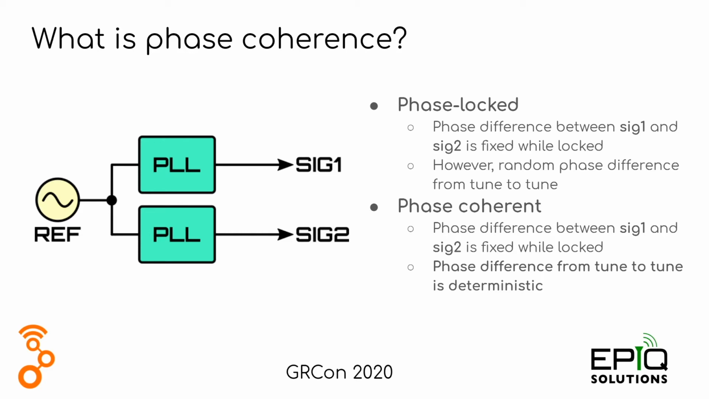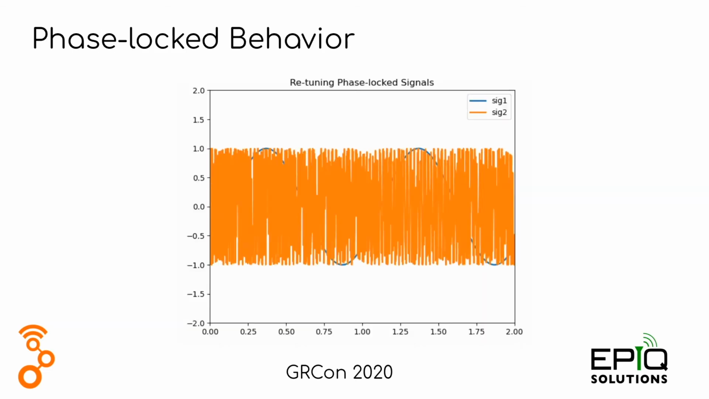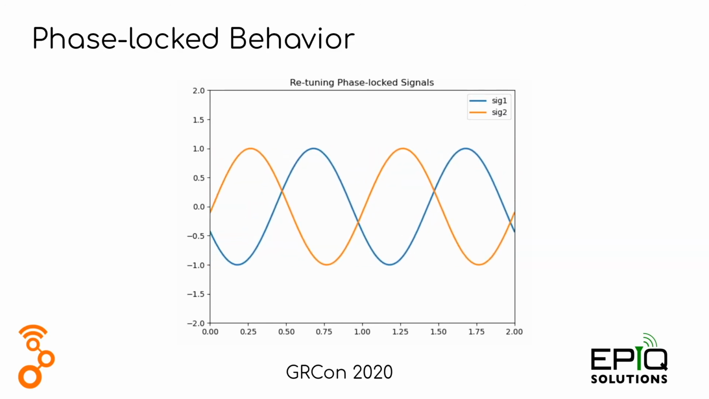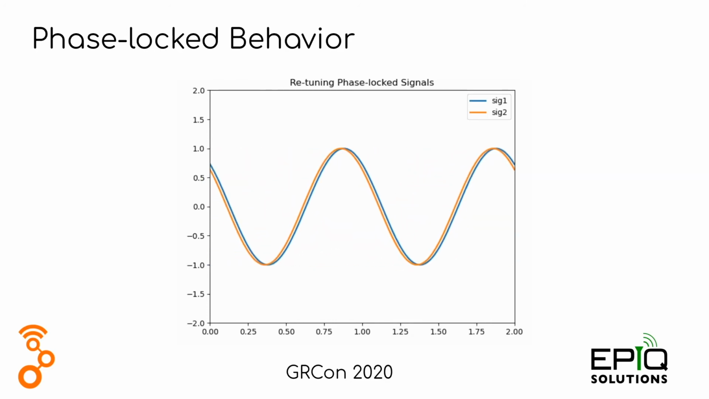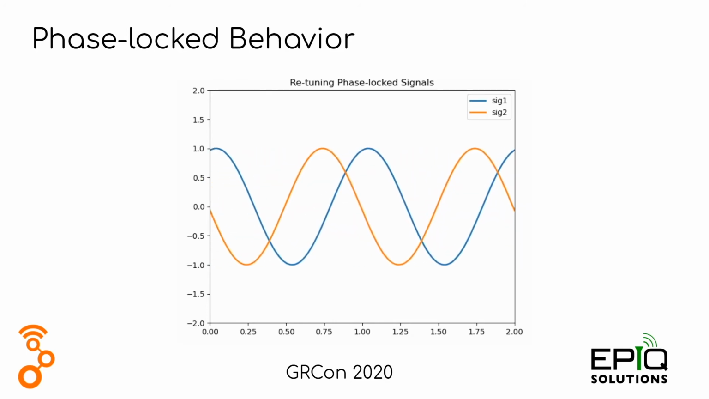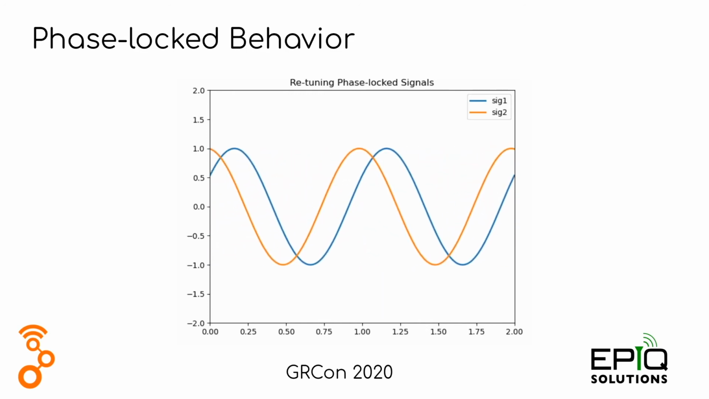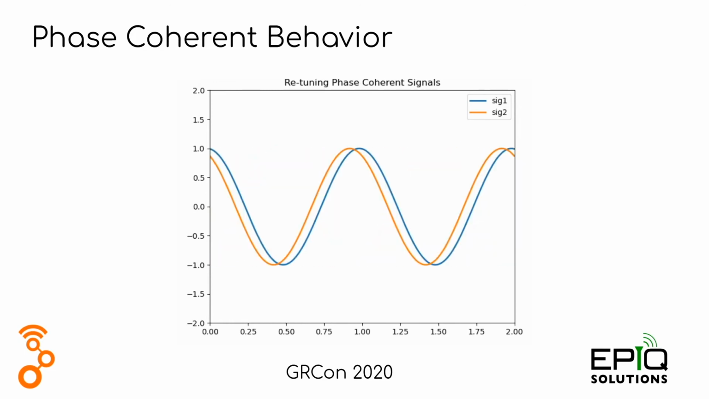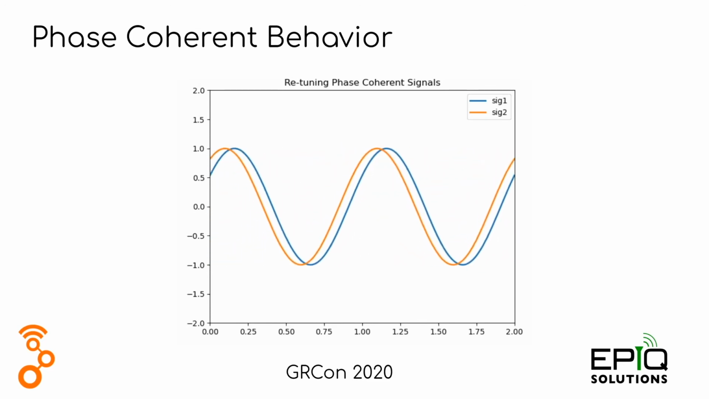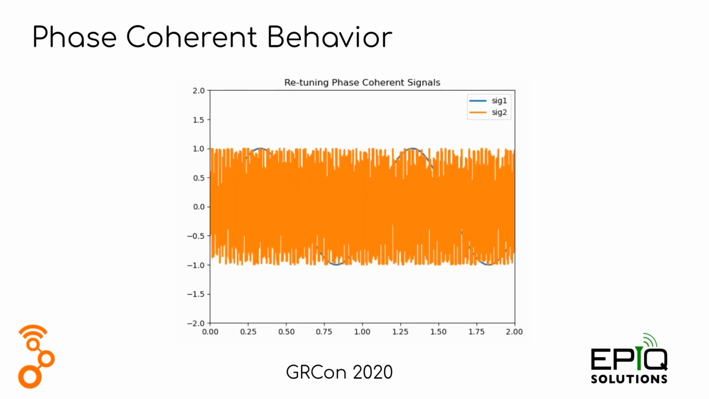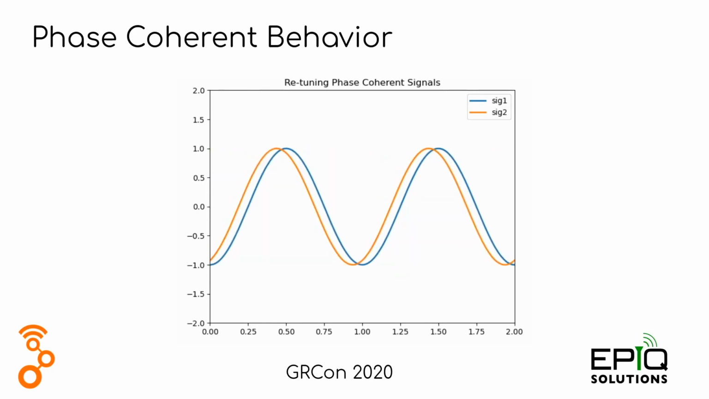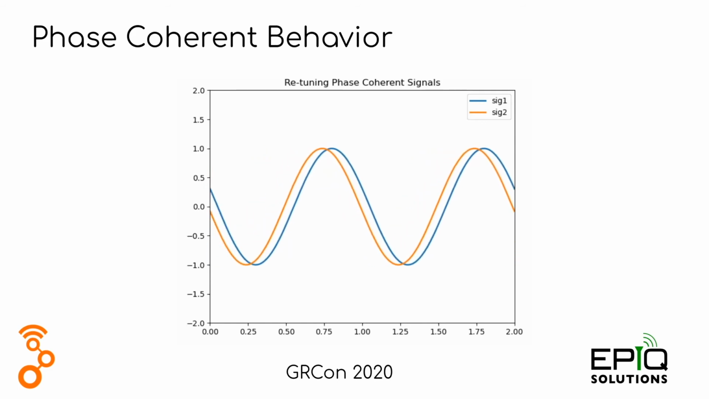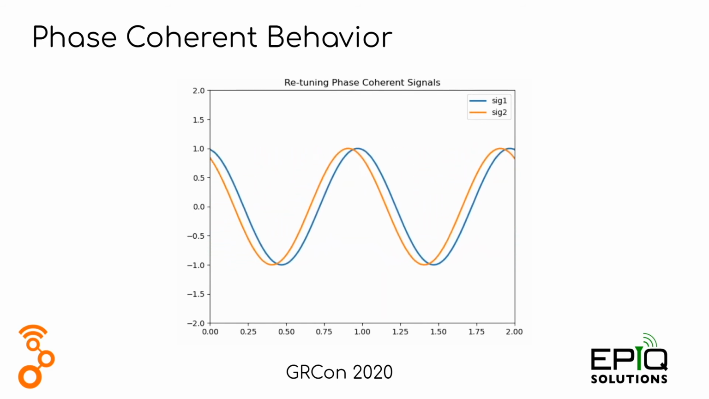So pictures are always better than just explaining with words. Right here is showing the behavior of two phase locked signals. As you can see, signal 2 tunes away to some other frequency, and then when it comes back to the same frequency as signal 1, its phase relationship is random. It's different. Now, it's not moving. That's why it's phase locked, but it isn't always predictable where it is. Now, contrast that with the phase coherent behavior here. This doesn't necessarily have to mean that the two signals are right on top of each other, but every time the signal tunes away, it comes back, the phase relationship is right where it was before. And that is the definition of phase coherent in a GIF.